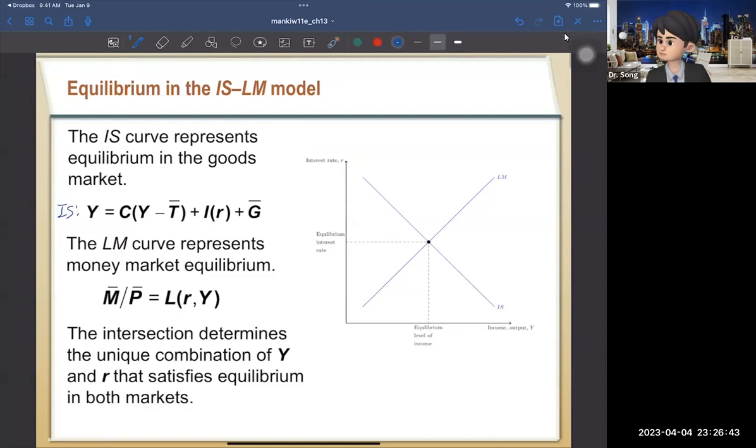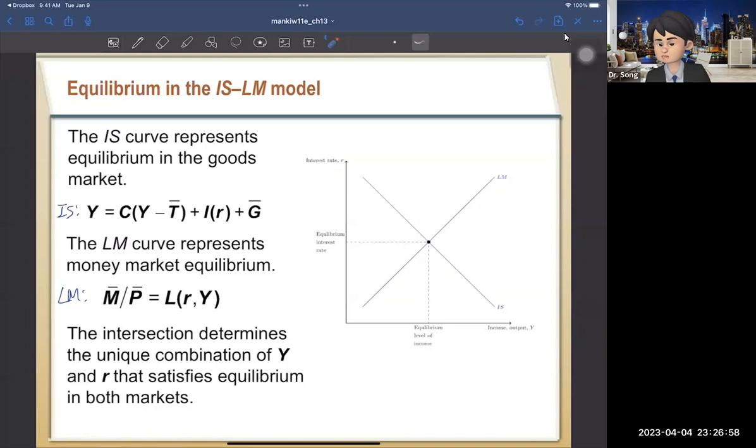And then the LM curve captures the money market equilibrium. The left-hand side is the money supply and the right-hand side is the money demand. And this one is upward sloping. The LM curve is upward sloping.